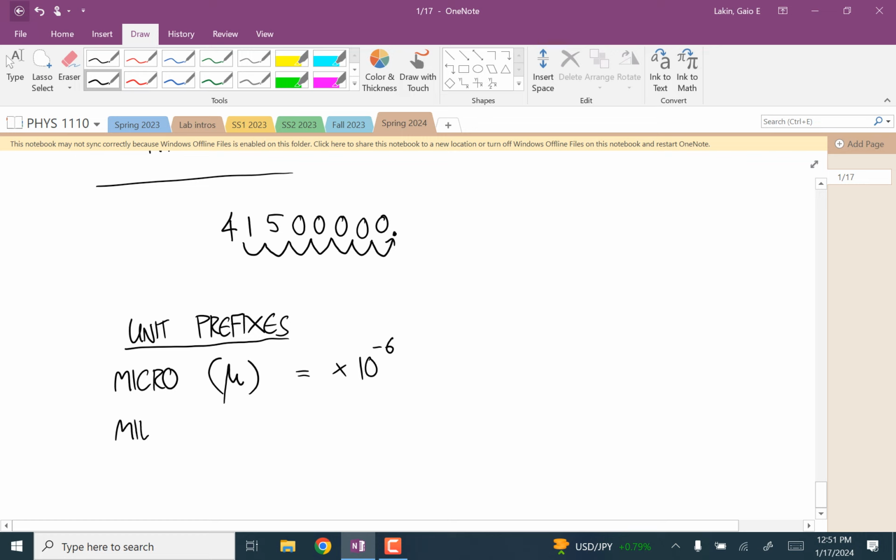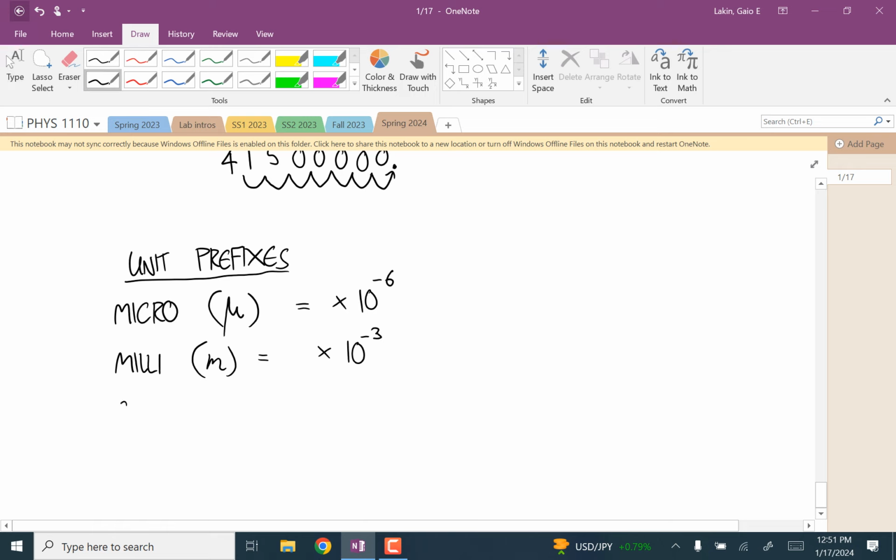Milli is the next one, like millimeters. You denote that with a lowercase m, and that means times 10 to the minus third. The next one is centi. Denote that with a lowercase c, and that means times 10 to the minus 2.